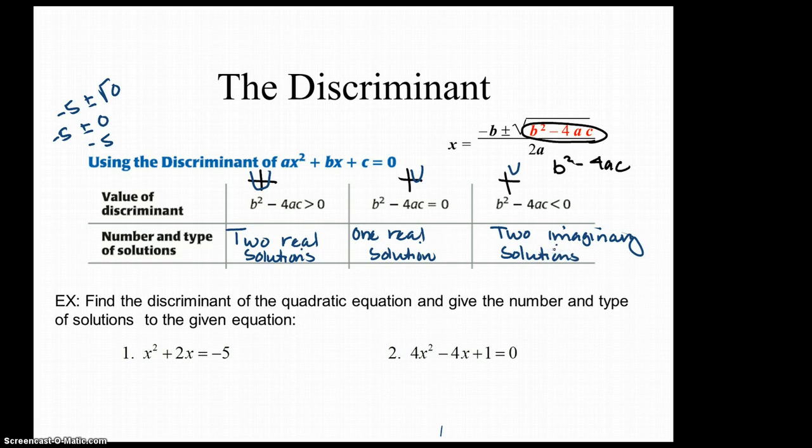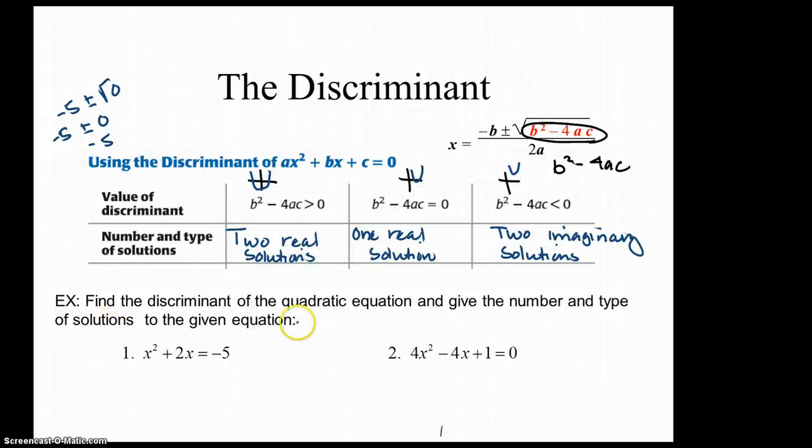Okay, that's not really super duper important. The main thing they want to know from us is, are there 2 real solutions, 1 real solution, or 2 imaginary? So if it's not real, meaning if it's not a positive number or 0, then it's automatically going to be 2 imaginary.